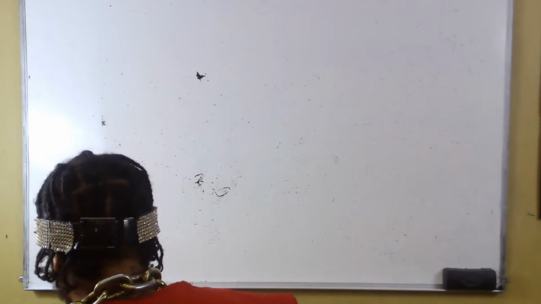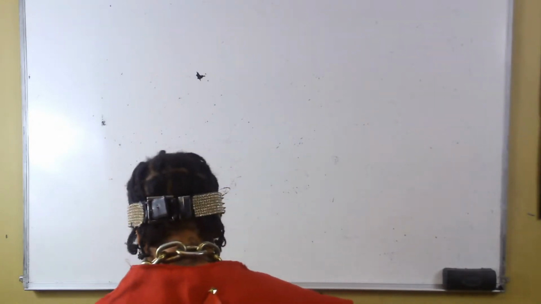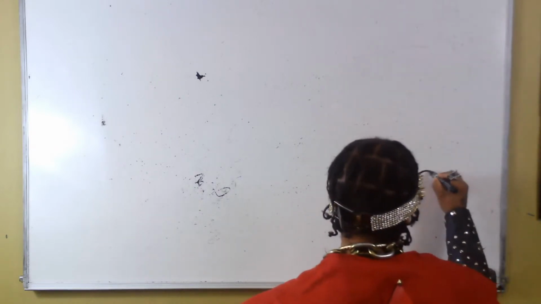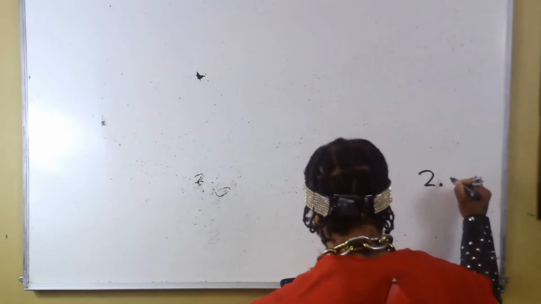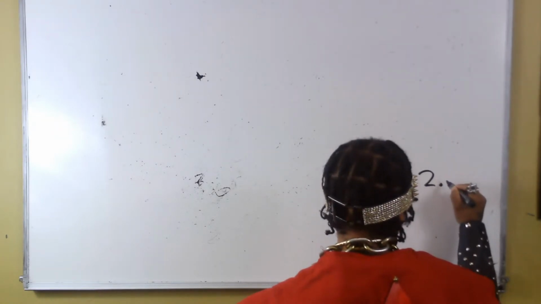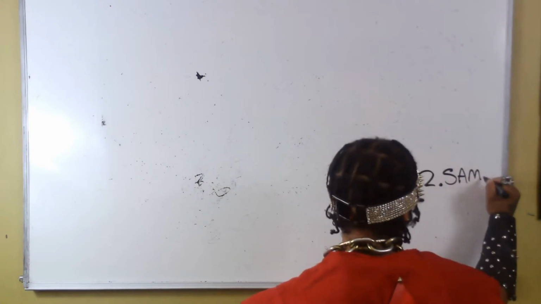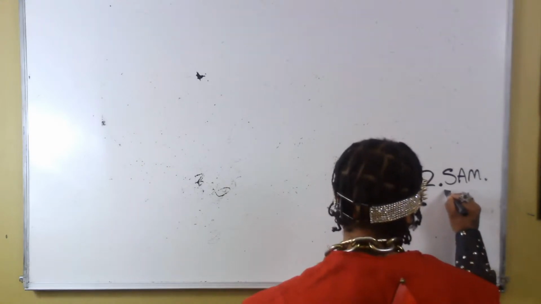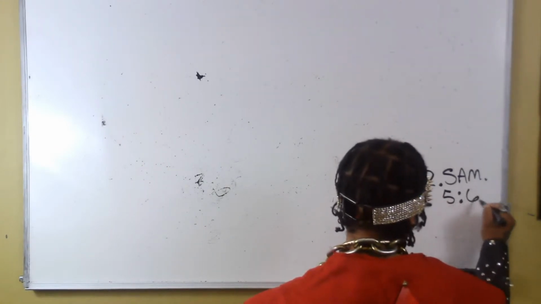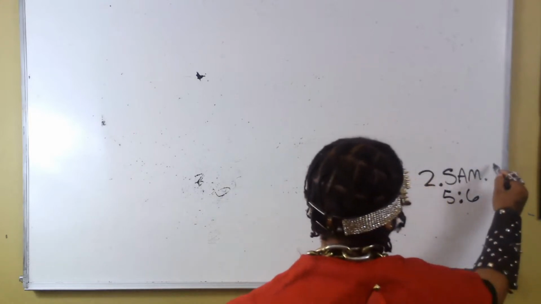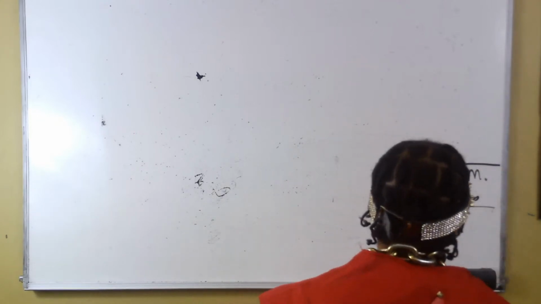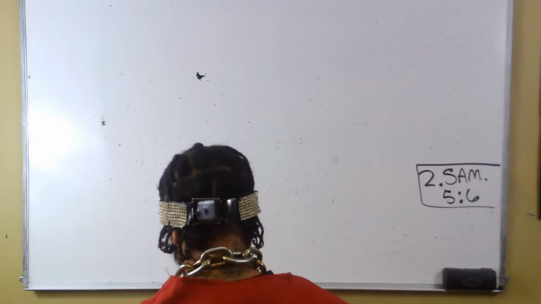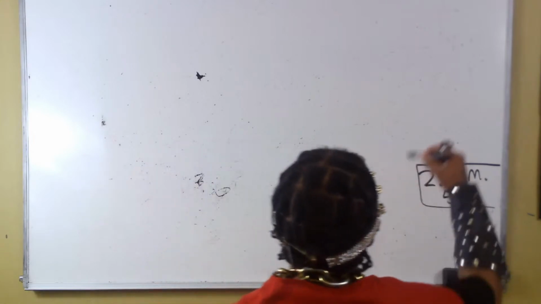So, the first word I'll give you is malak. We're in 2 Samuel. This is the verse that we're doing: 2 Samuel chapter 5 and verse 6. Let's put this on a little sidebar here. So the first word I'm going to give you is malak.